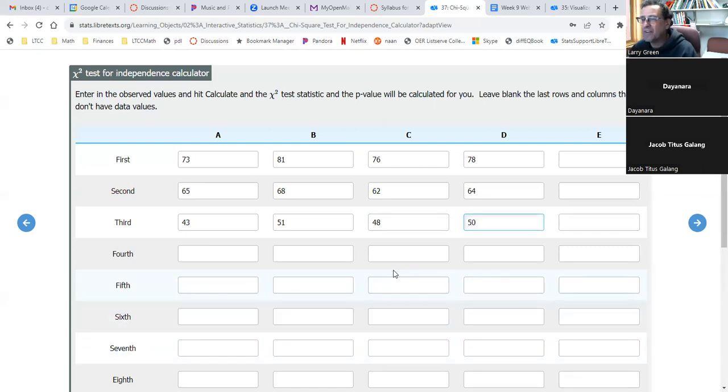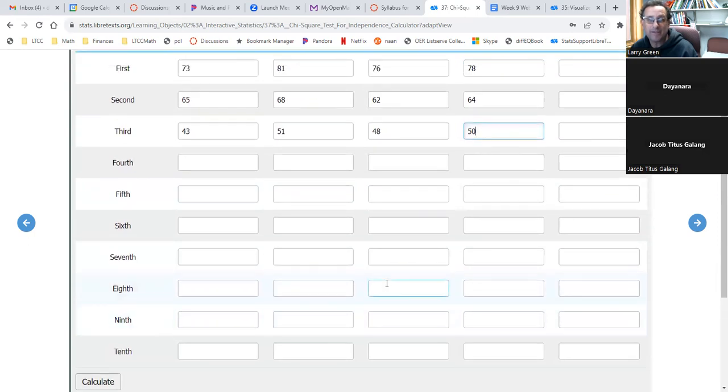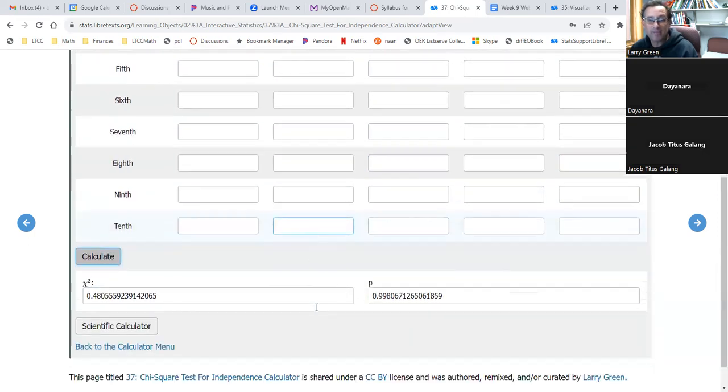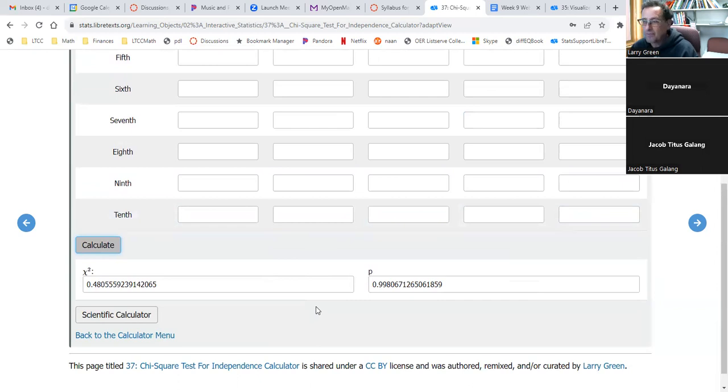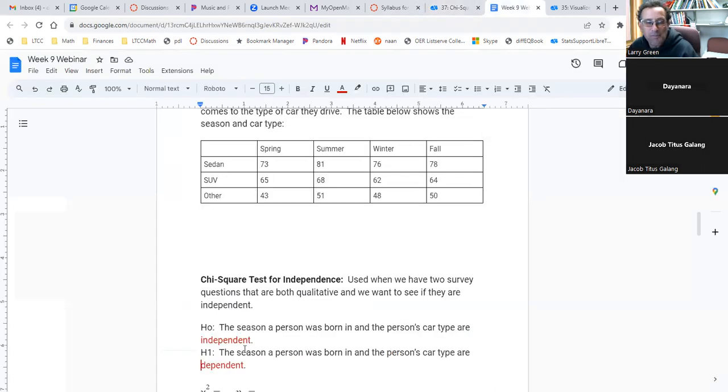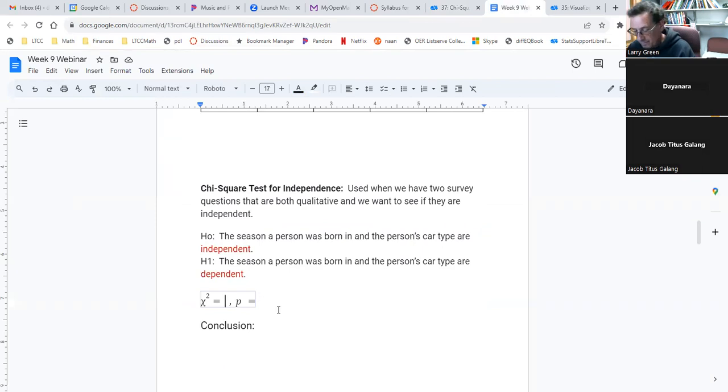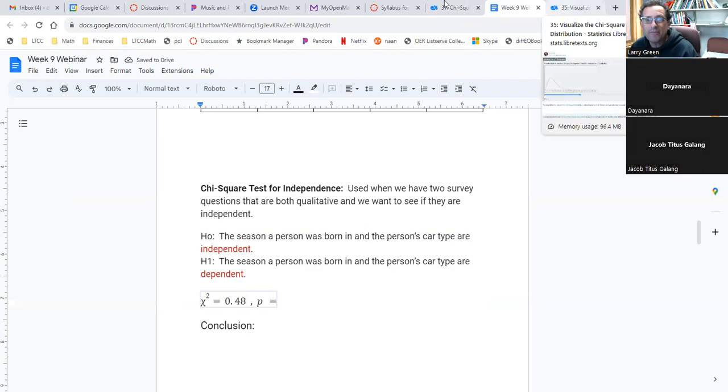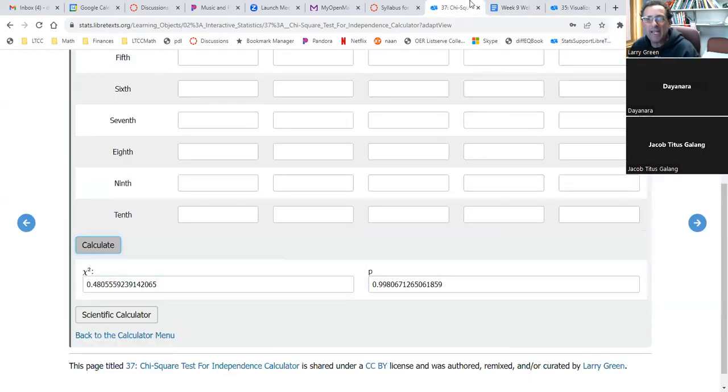Any questions on entering the data into the calculator? Okay, and then make sure you leave everything else completely blank. That's important, by the way. And then I hit calculate. And there we have it. Chi-squared is 0.48, and the p-value is about 0.998.